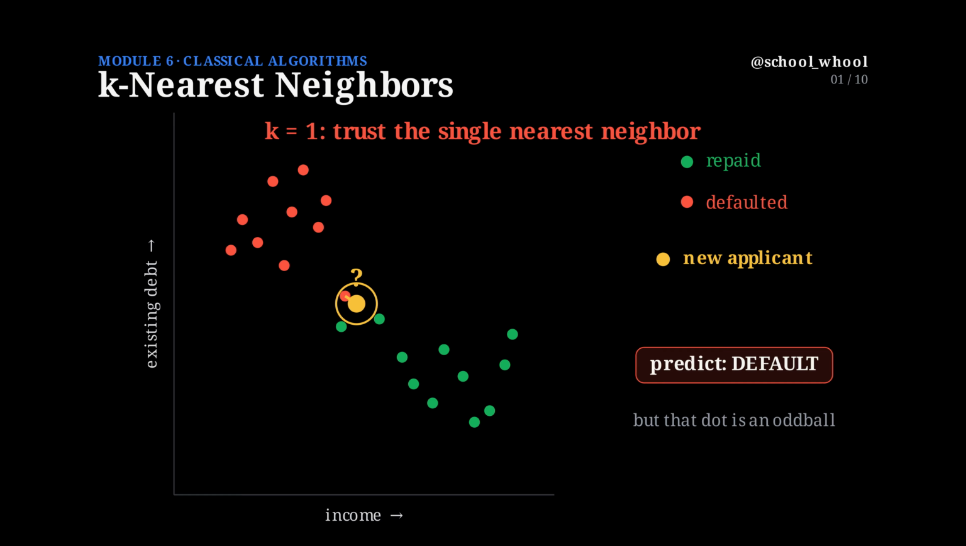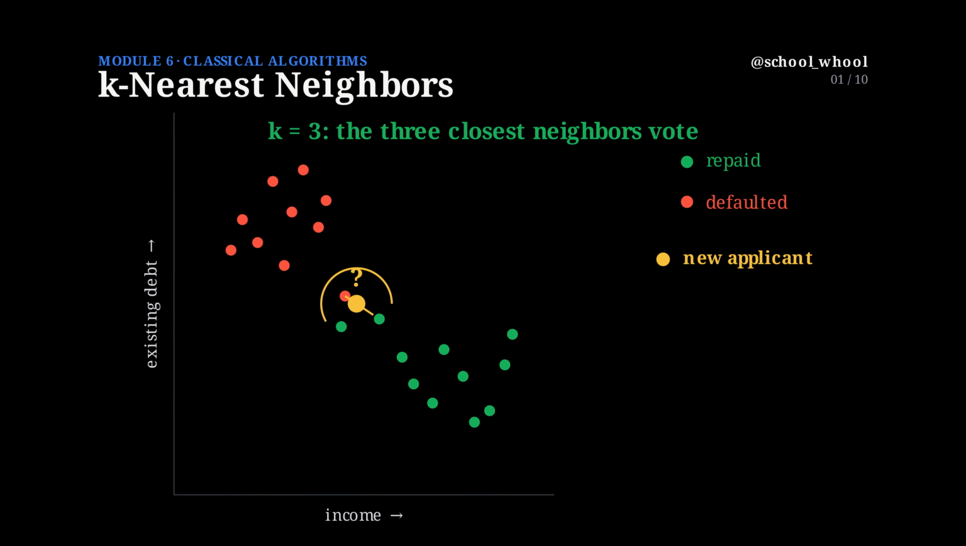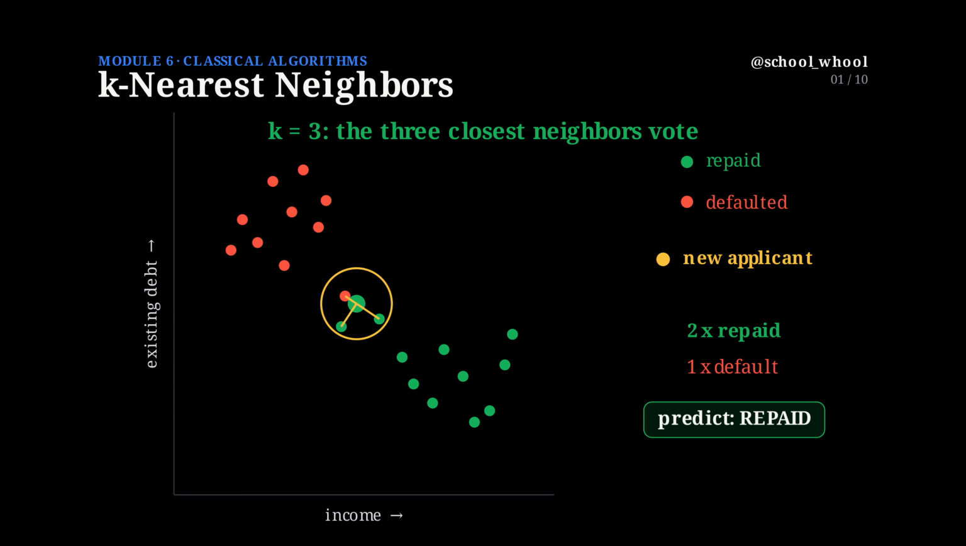Here, K equals 1. The nearest dot is red, so we would predict this person defaults. But look closely. That nearest dot is a bit of an oddball, sitting far from the other red points. Trusting just one neighbor is risky. So let's listen to more neighbors. With K equals 3, we find the three closest dots and let them vote. Here, 2 are green and 1 is red. Green wins, so we predict this applicant repays. With more neighbors, one strange point can no longer dominate the decision.